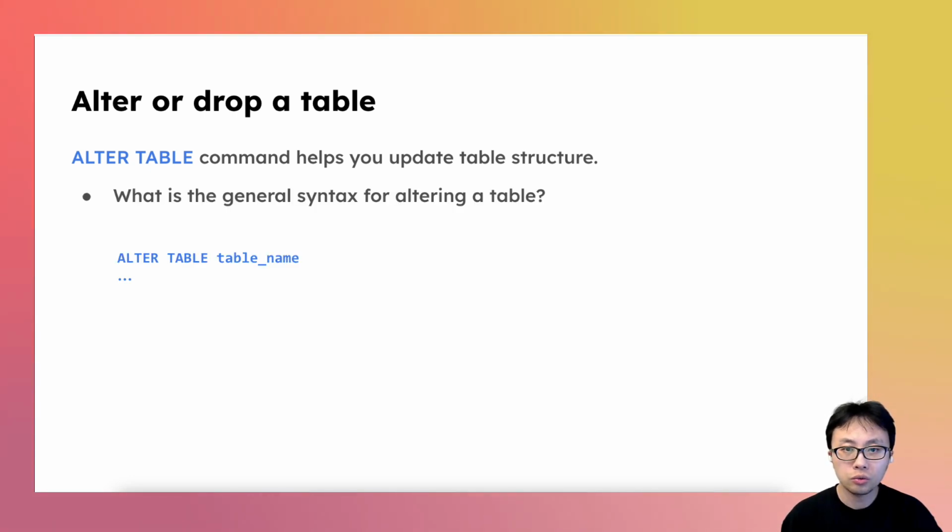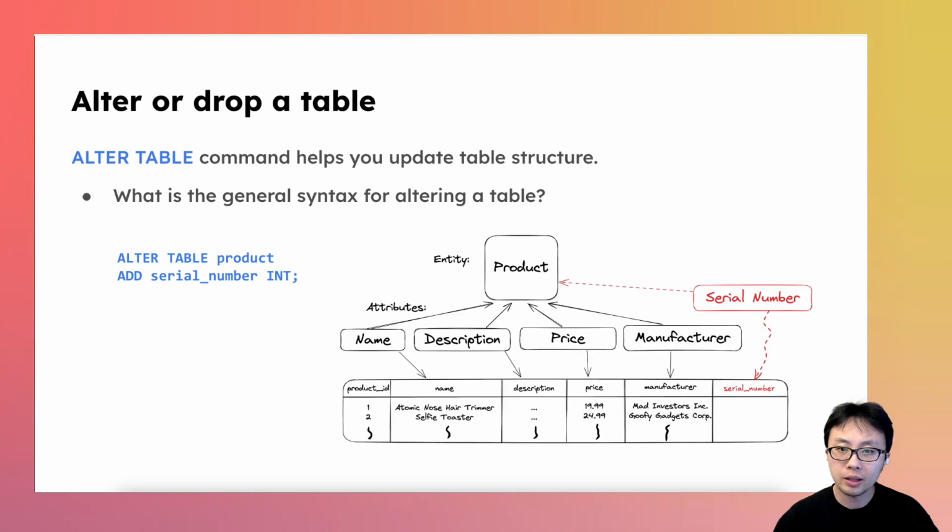The general syntax of altering a table is simple. It's simply the keyword alter table. Then it's going to be followed by the table name. After that, you need to specify what changes you want. For example, if you want to add an integer column to the product table representing serial number, you can do this. Alter table product add serial number, then integer. This command, when being executed, will lead to changes like this.